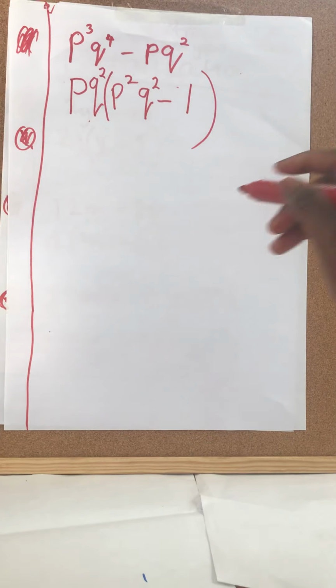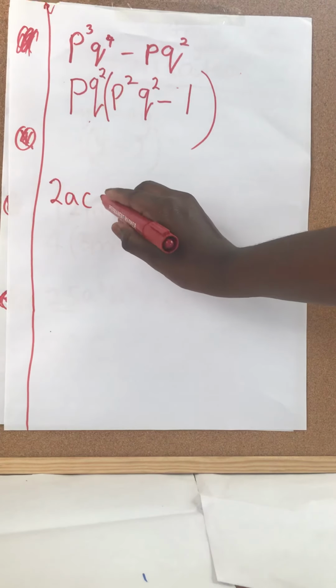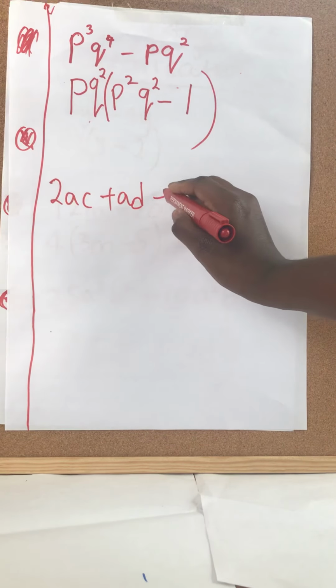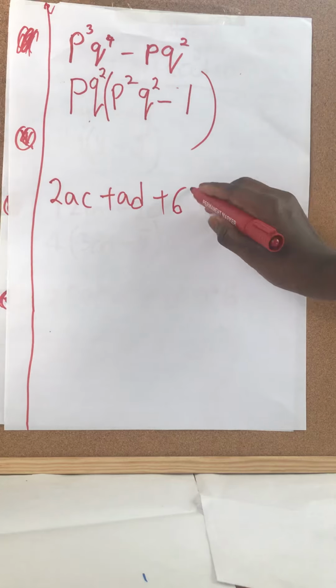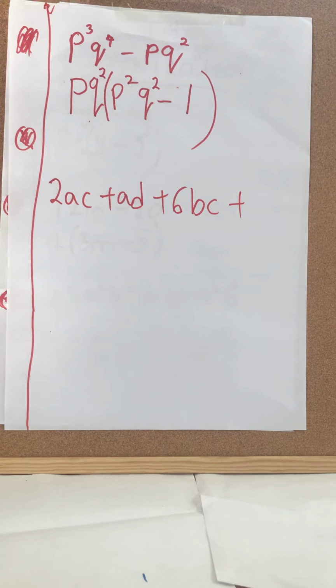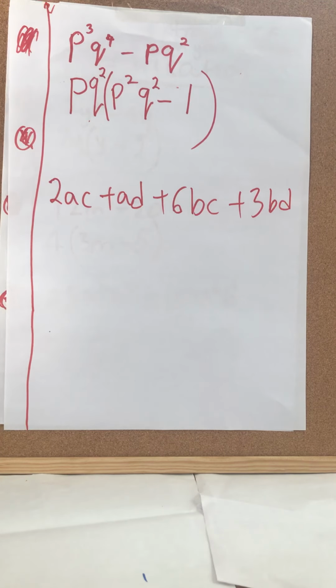Let's do another one. I have 2ac plus AD plus 6BC plus 3BD. This looks really long, but no matter how long it is, we have learnt about like terms. What I'm going to do is rearrange it such that I put the ones that look alike together. Did you see that?